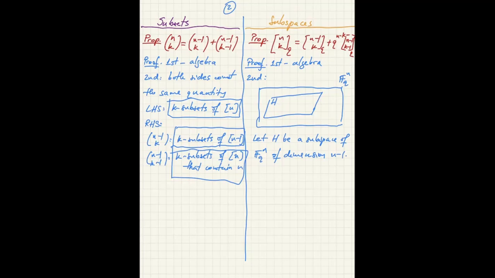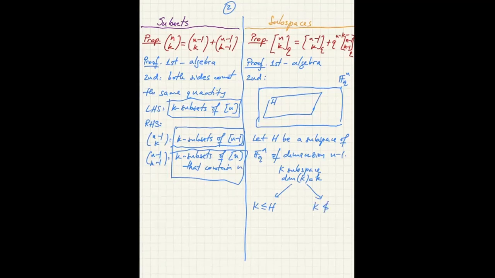So if we look at a k-subspace, a subspace of dimension k, we are going to consider two cases. The first case is if K is actually a subspace of H, and the second one is obviously the complement of that, when K is not a subspace of H. Now, if K is a subspace of H, then H has dimension n minus 1, and K is a k-subspace of it, and so there are exactly n minus 1 choose k such subspaces. Okay, so that's pretty easy.